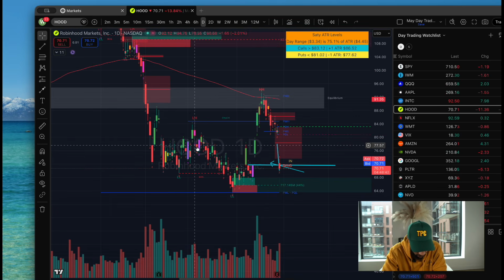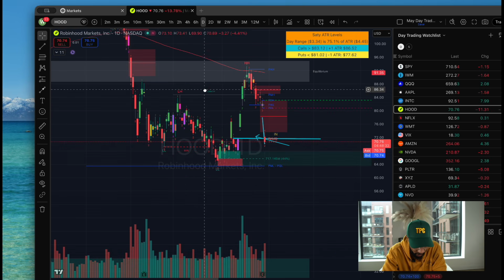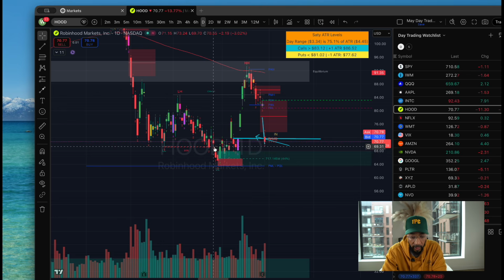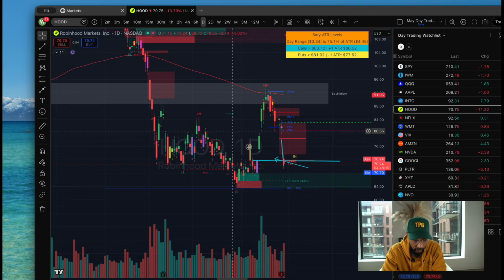So like, for example, look at Robinhood, right? See how it says change of character right here? Because it came up and then it came down. But we were already in this downtrend, right? So look what happens. Broke the structure of the low of the downtrend. And what does that do? That means that, okay, it's going to continue down. So we go from 68 down to 63. All right. So that is that. That's what that break of structure means.